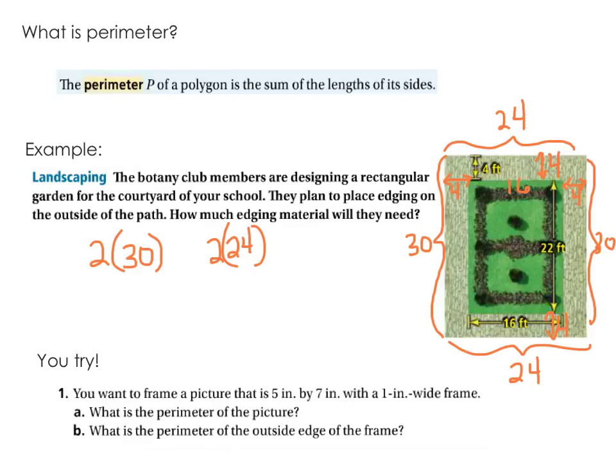Now we want to keep in mind that the perimeter is the sum of the length of its sides. So I'm going to add these together, and that way I can find how much edging material I'll need. So 2 times 30 is 60, plus 2 times 24 is 48, and when I add those together I get 108, and our unit is feet. So I need 108 feet of edging material.